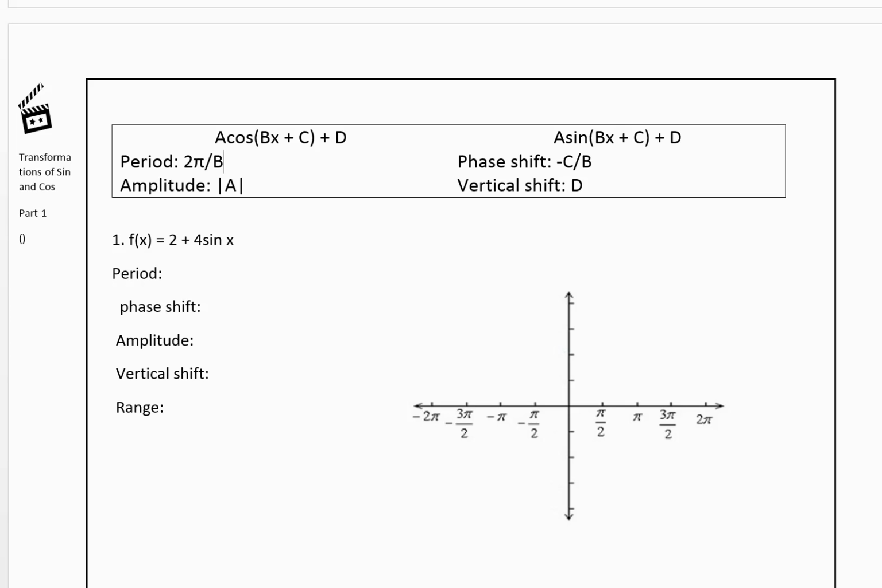So a, if we're multiplying on the outside, remember that's going to be a vertical stretch or shrink. When it's a number bigger than 1, it's going to be a stretch. When it's a number less than 1, it's a shrink. Now that's going to change the amplitude. So the amplitude is actually the absolute value of the number that's out in front of the sine or the cosine.